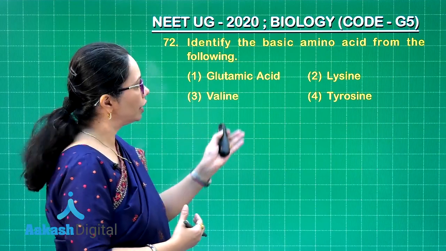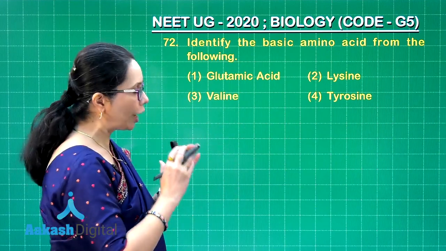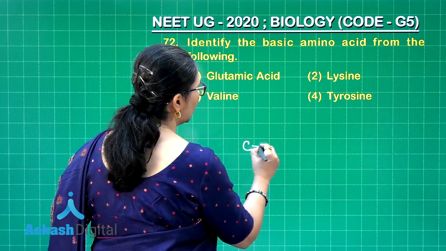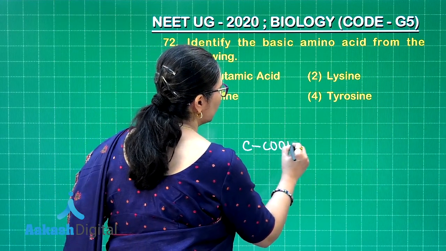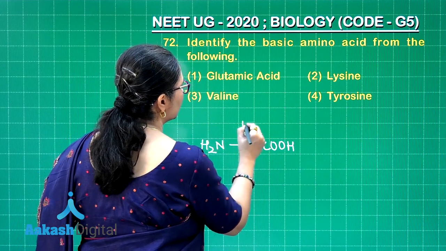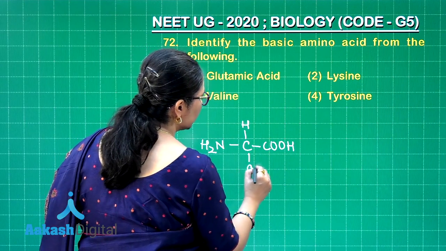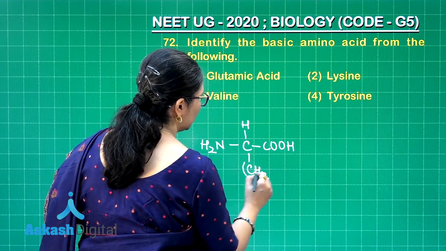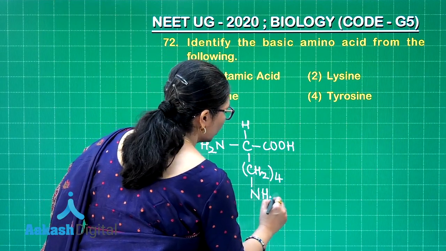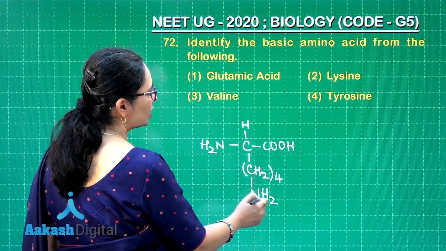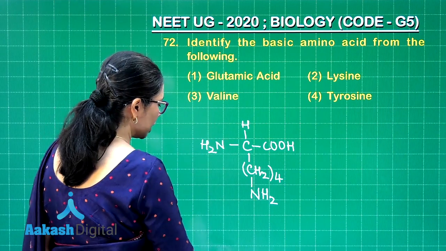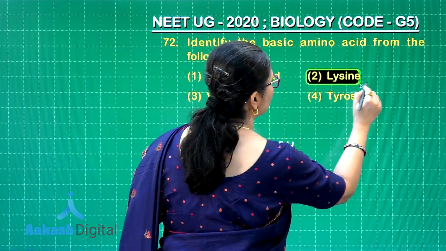Valine is neutral, tyrosine is an aromatic amino acid, and if you see the structure for lysine, this is the alpha carbon, to this alpha carbon this is the carboxyl group, here we have the amino group, H here, and the R group, if you will see, has one more amino group here. Since there is an extra amino group present, the overall nature becomes basic. So that gives us option 2 as the correct answer.